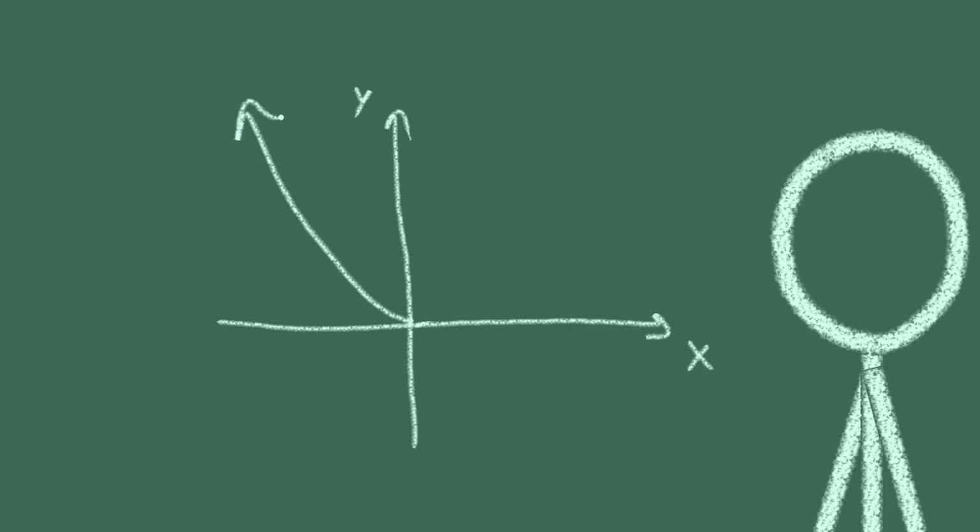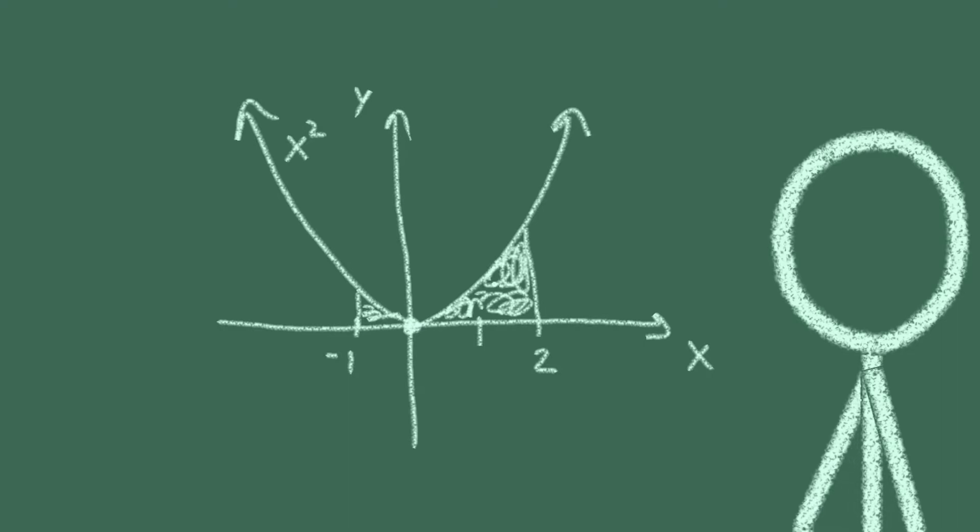Alright, so what's the trick? Well, we know that f of x moves down and then up over the interval minus 1 to 2. And we know that under the curve f of x is an area. But what if a bulldozer came through and leveled that area into a perfect rectangle?